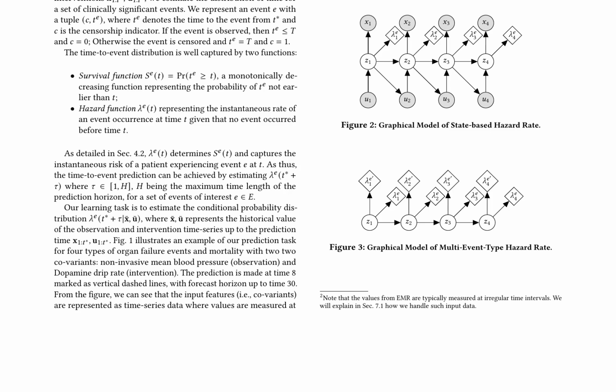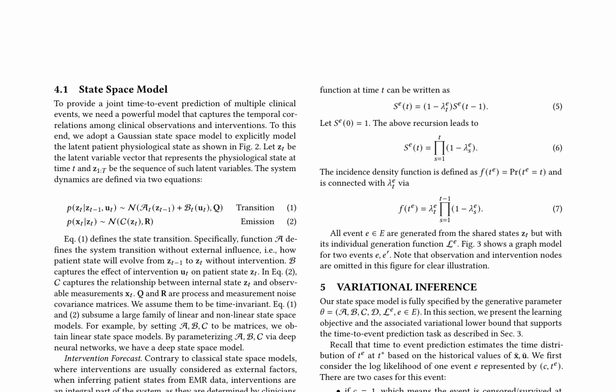The authors then introduce their proposed deep state space model, augmented with intervention forecasting, which captures the interactions among observations, interventions, patient states, and their uncertainty. This model is further extended to a novel latent state generated hazard rate formulation for correlated time-to-event predictions, as depicted in figures 2 and 3. The authors propose a Gaussian state space model to jointly predict multiple clinical events by capturing temporal correlations among clinical observations and interventions. This model explicitly represents the latent patient physiological state using a sequence of latent variables, z1 to zt.